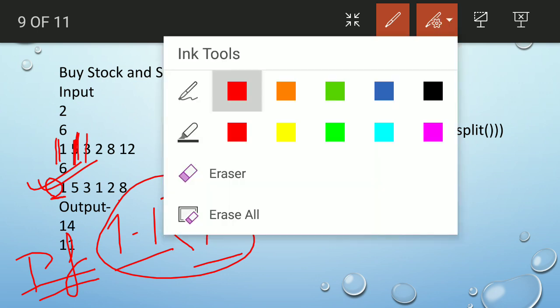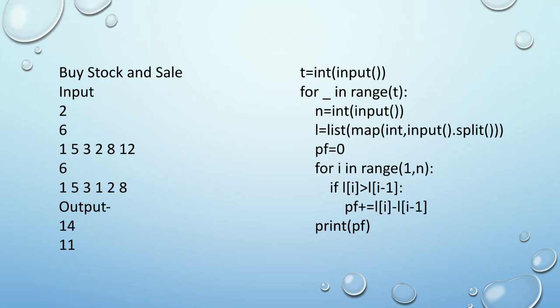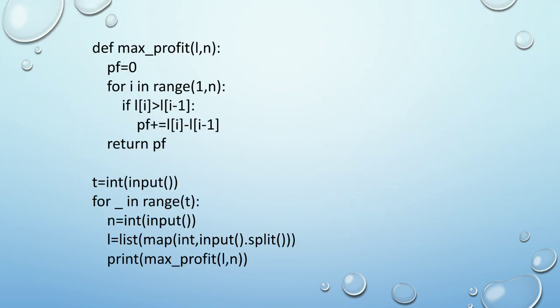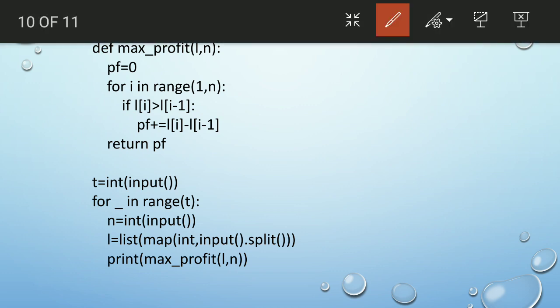Hope you understood. I have made this same program using a user defined function, because questions are generally asked in functions. Simply, you don't have to do anything when you are converting that similar program into a function. Same, we have taken the test case, same, we have taken the range, that is the for loop for the test cases. N is the size, L is the list. Now we have taken a user defined function, which is defined by a user, and print that one.